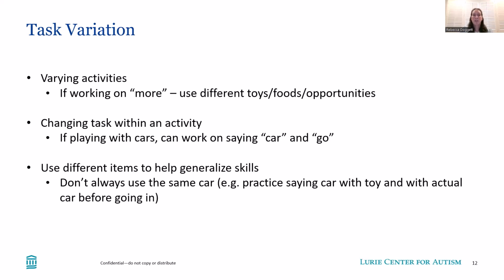And again, we always want to use different items and situations to help a child generalize their skills. So if they're really good at labeling car with that one favorite toy car, we want to help them practice that in other situations. So we take that and apply it to the actual car, right? And maybe they're really motivated to get in the car and go for a ride, or get in the car and go to the park. And they can say car before you get in the actual car as a way to request going into the car. So we want to always think about, okay, how can we take this skill or this word or this mode of communication and generalize it with different items and different situations.